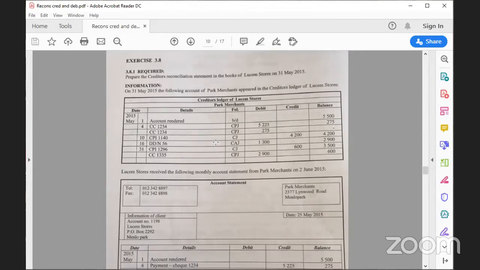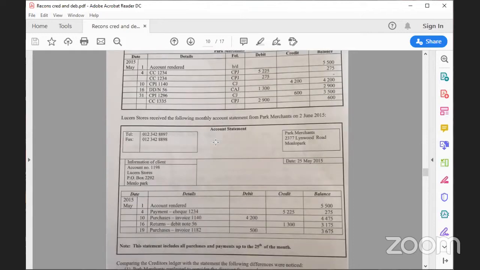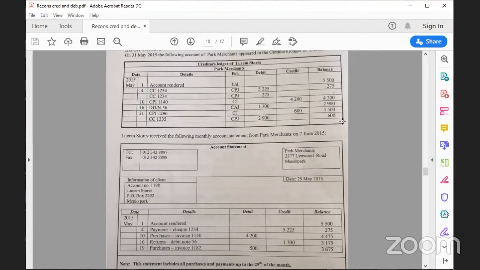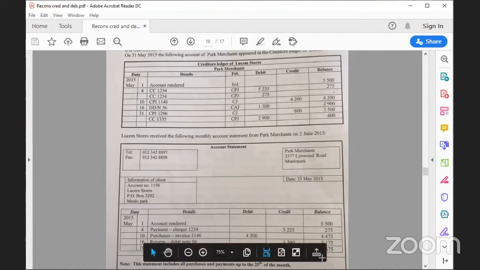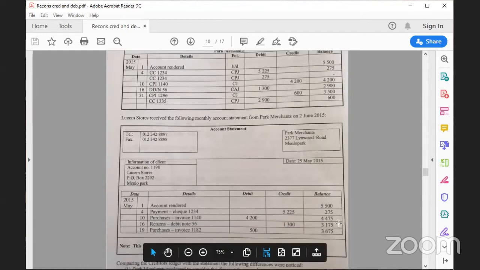And then it says, Lucum Stores received the following monthly account statement from Park Merchants. So Park Merchants is a creditor to me, who is Lucum Stores. So firstly, have a look and from what view am I viewing this? So Lucum Stores, obviously, I'm Lucum Stores, and from a Lucum Stores point of view, Park Merchants is my creditor. So we have an account statement. What's very important is to check my balance in my account, right, versus the balance they have. Okay, big difference, big difference.